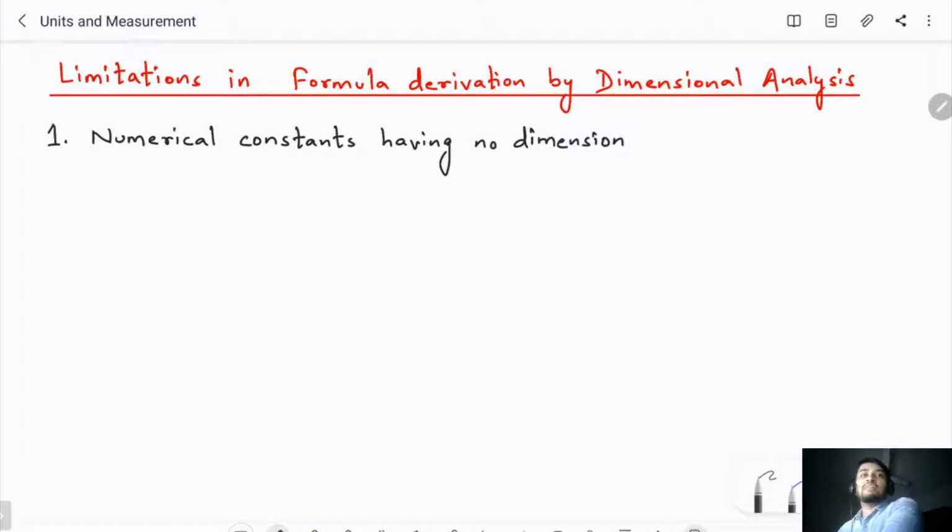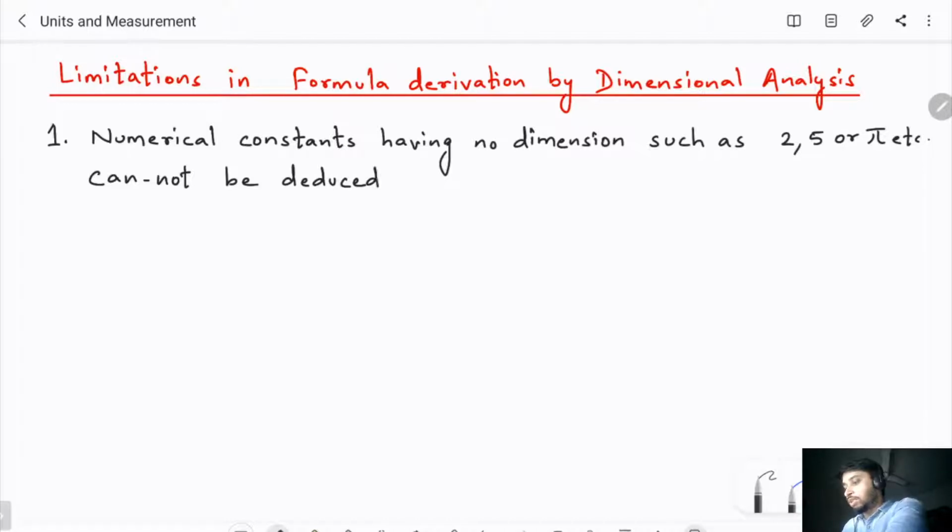Like if you have any number, any mathematical number such as 2, 5, or pi or e, etc. These values can't be deduced using dimensional analysis.